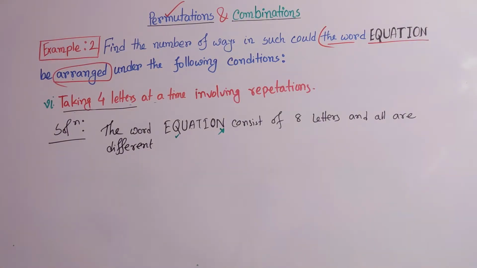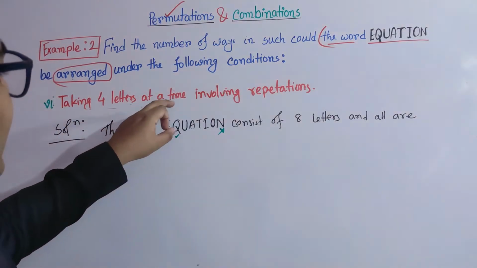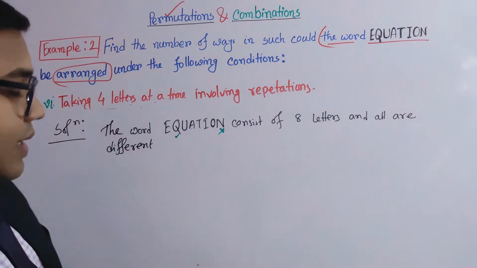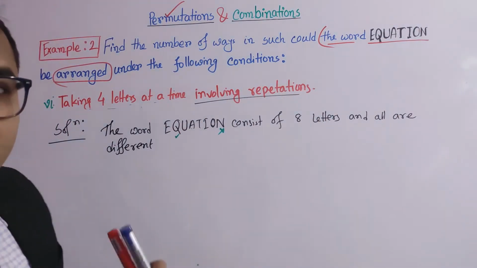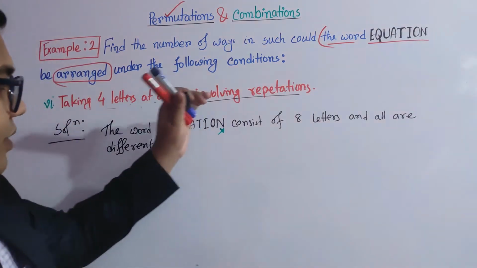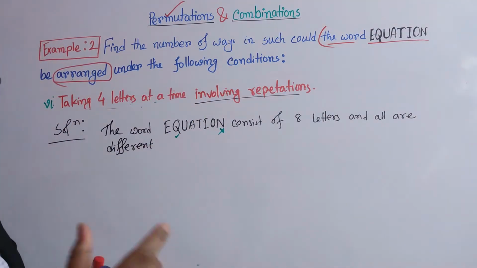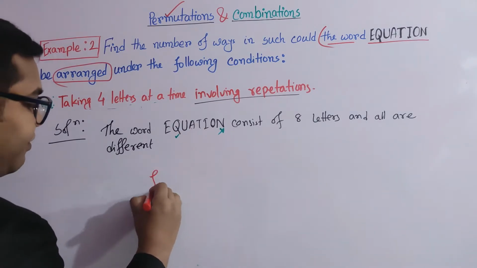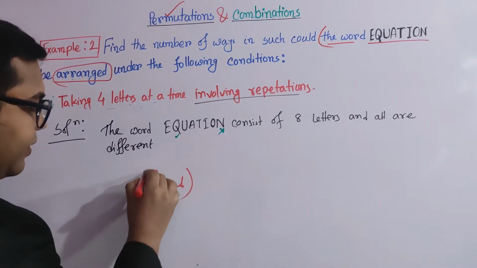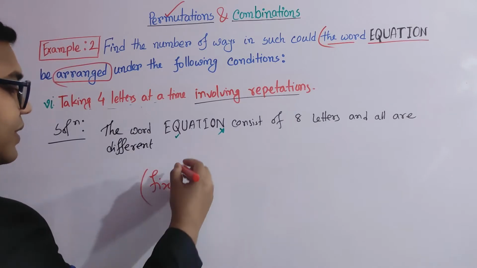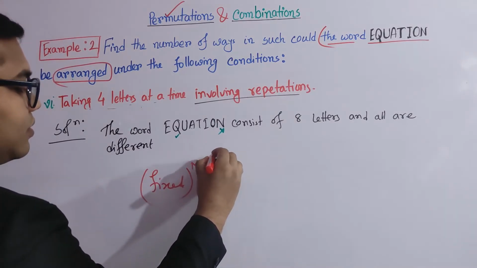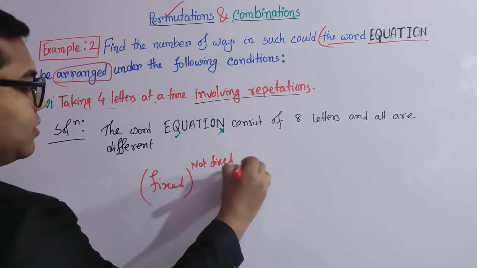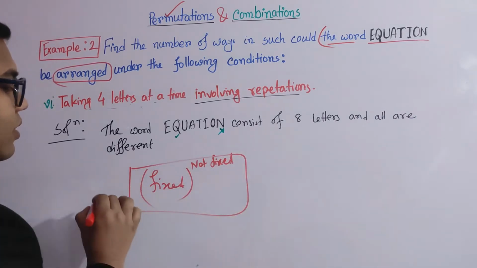So our question number 6 says taking 4 letters at a time involving repetition. Involving repetition, if this word comes, then you can think that this is a gift for you. And for these types of problems, we have a very useful formula, that is fixed to the power not fixed.